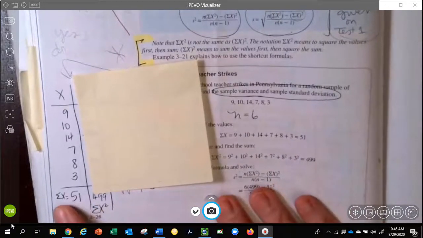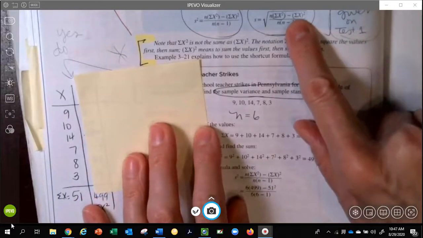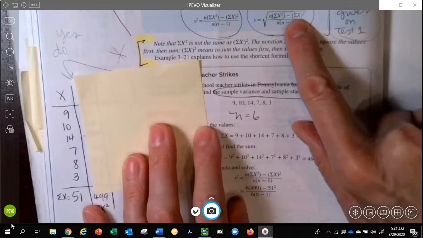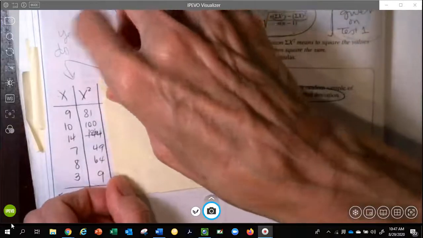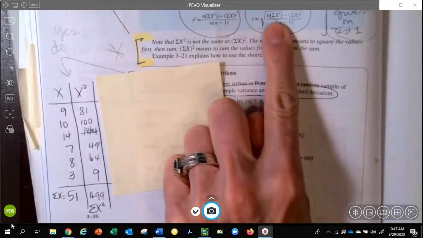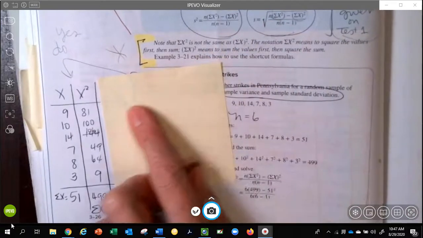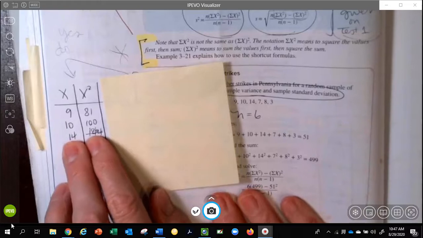And in just a minute I'm going to put that in my formula, that the sum of the x values is 51, and it's going to go right there, and then I'll end up squaring that number, 51 times 51. I like to go ahead and write down the x values because this other part needs them squared and then added up, so I like to go ahead and square them.